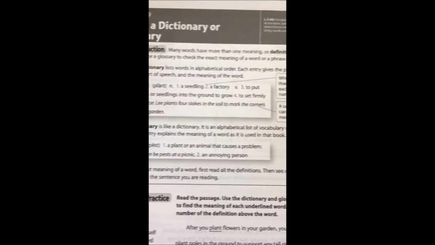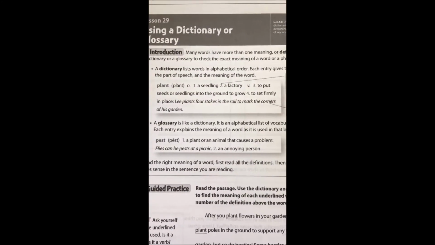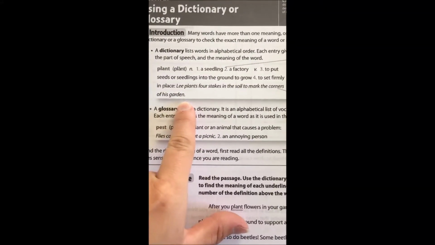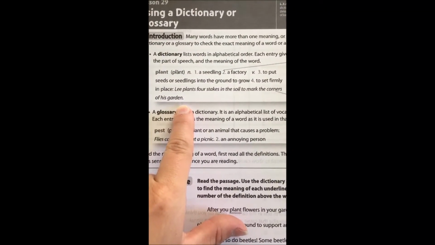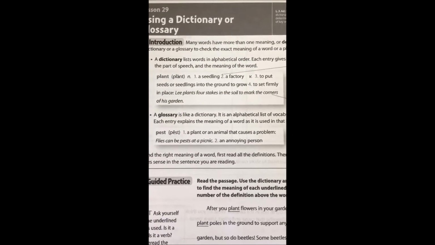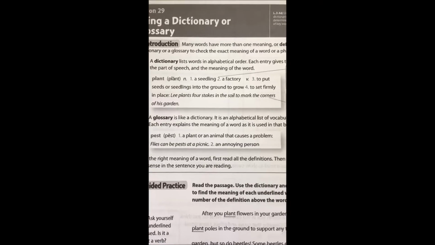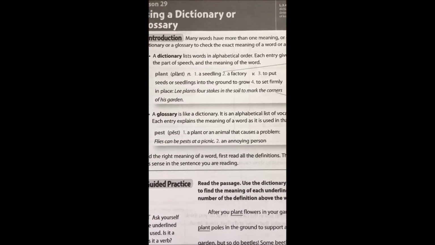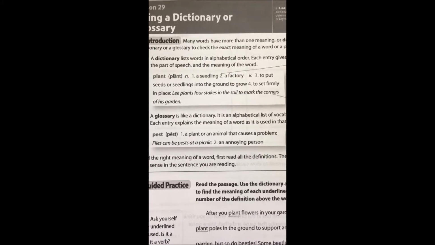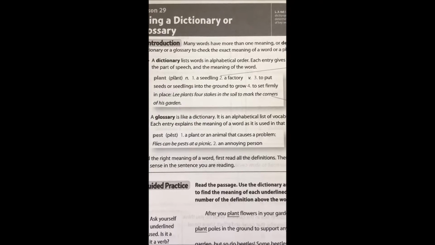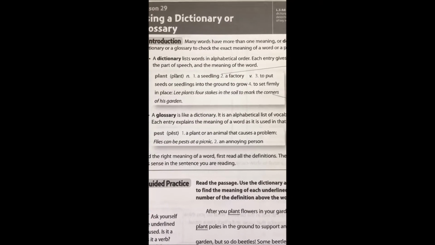Now, the other way, number 4, says to set firmly in place. Now see right here where those words are all slanty, that's when they are in, say it with me, italics. So we've got those slanty words. And what that does is it uses the word in a sentence to make it easier for you to understand. So when it says to set firmly in place, you might think, what does that mean? Well, what it means is Lee plants 4 stakes in the soil to mark the corners of his garden.